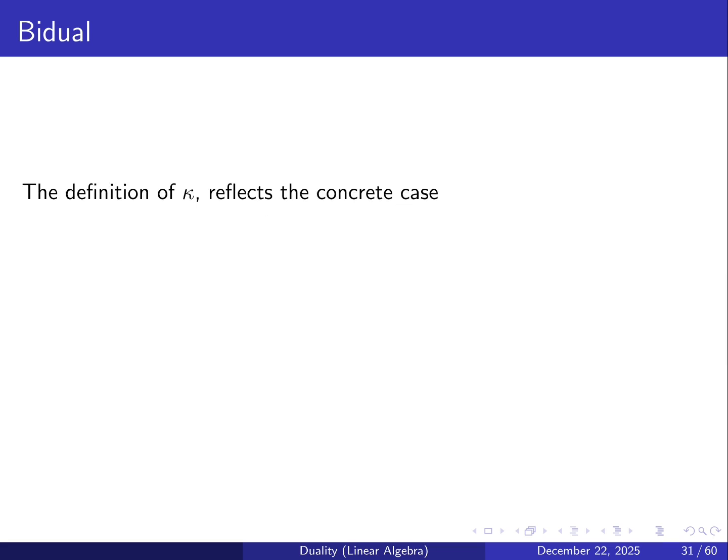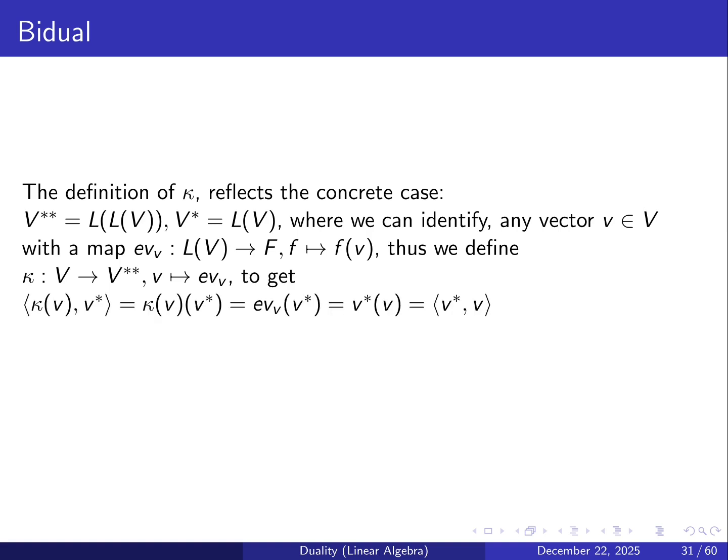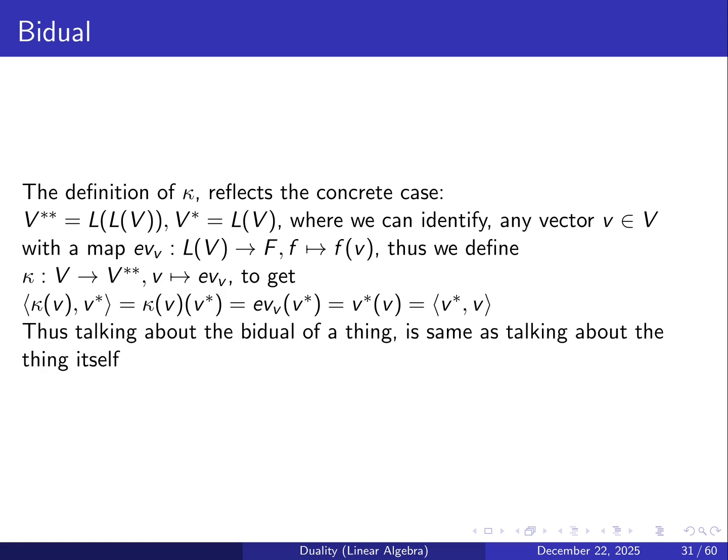The definition of kappa reflects the concrete case where we take V double star to be the space of all linear forms on the space of all linear forms on V, and V star to be the space of all linear forms on V, where we can identify any vector V with a map, evaluation at V, that sends every linear form f to the scalar f of V. Thus we define kappa from V to V double star, assigning each vector to the corresponding evaluation map. Thus, talking about the bidual of a thing is the same as talking about the thing itself.